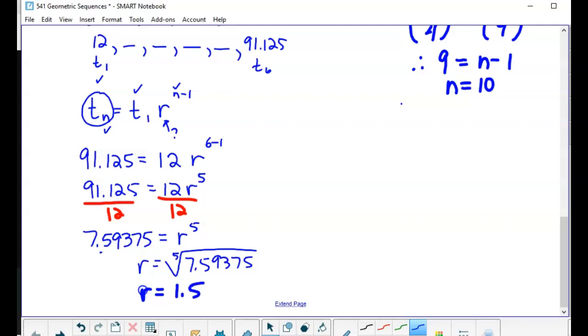Okay. So that's all that we had to do. Didn't ask you for what the middle terms or the missing terms were, so you just finish up with 1.5.